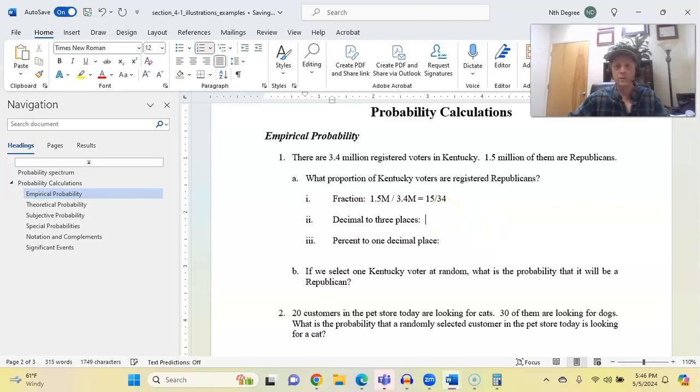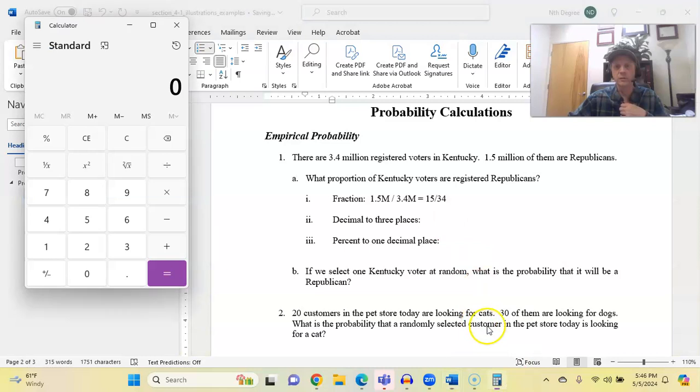Now how would we convert that to a decimal if we needed to round to 3 places? I pulled up the calculator here. It's really easy to turn a fraction into a decimal. You can just divide 15 divided by 34. And by the way, if you didn't shift the decimal point, wouldn't you still get the same number? 1.5 million out of 3.4 million. Good, same number. We need to round this to 3 places.